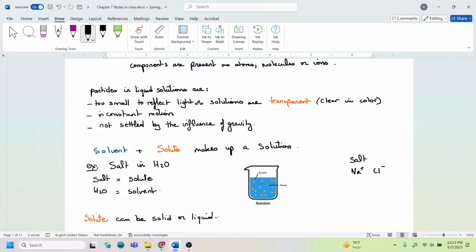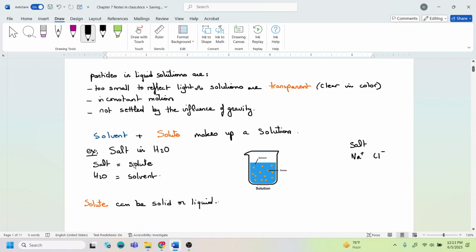So by definition, solutes are less in quantity than the solvent. So a solute of a solution is any substance that is present in an amount that is less than that of the solvent. The solute and the solvent will make up a solution. So I would say that the salt and the water, both of these are going to make up a solution.